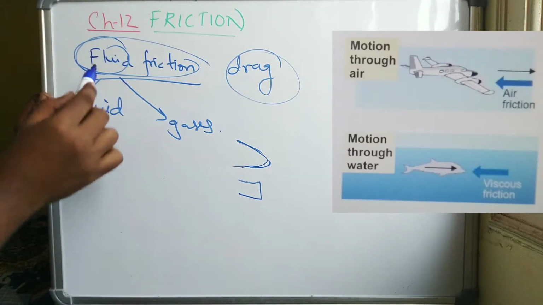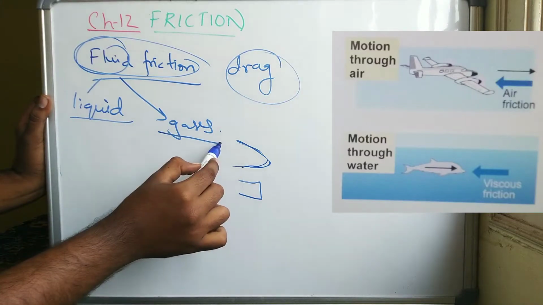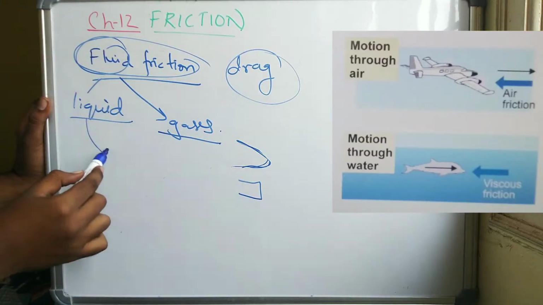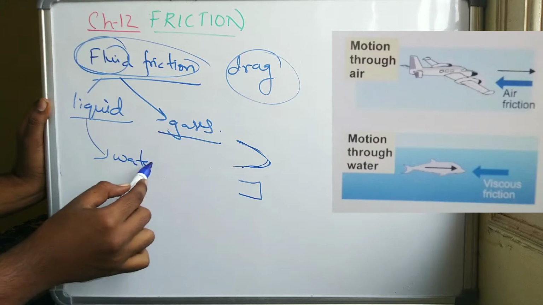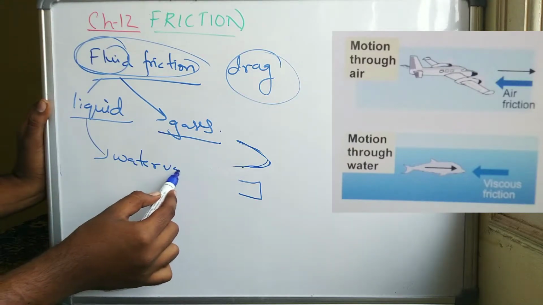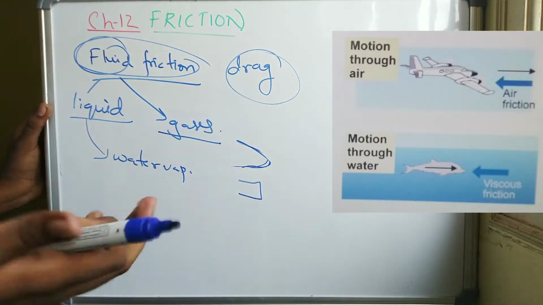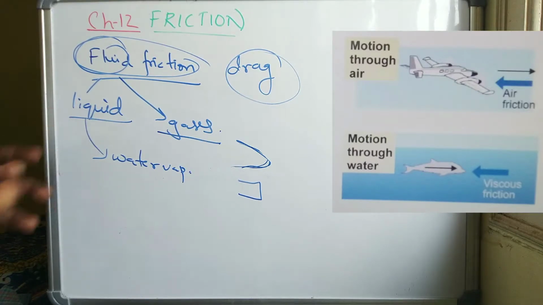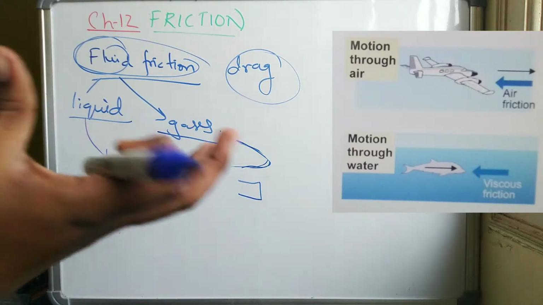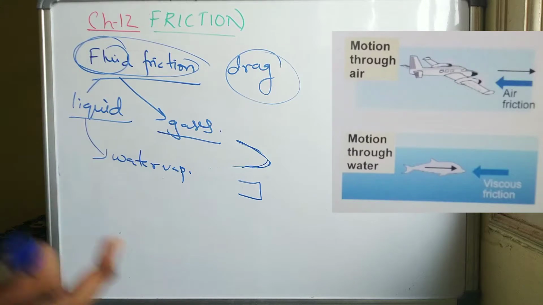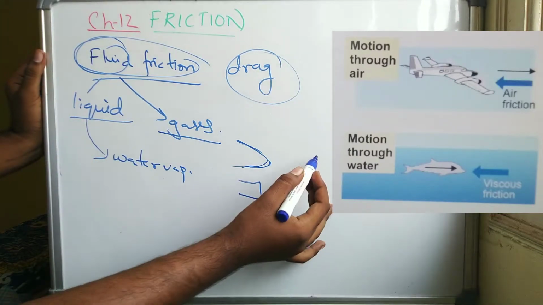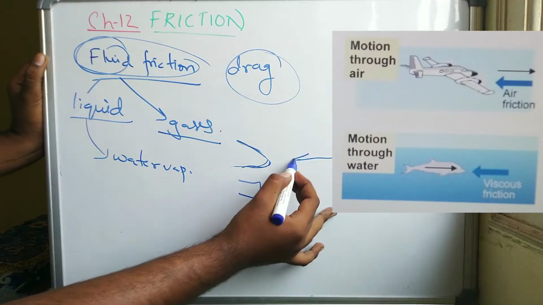If you see here, fluids, liquids and gases, are present in the atmosphere. Liquid will be there in the form of what? Water vapor. Gases will be in the form of what? Air. Gases we can consider as air, and liquid we can consider as water vapor. All these things are present in the atmosphere.